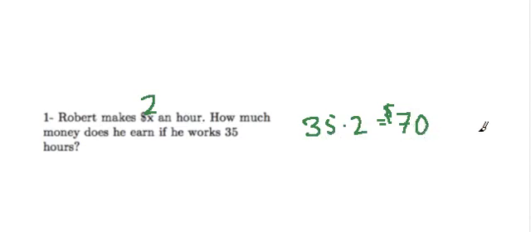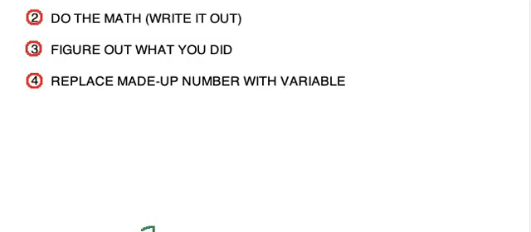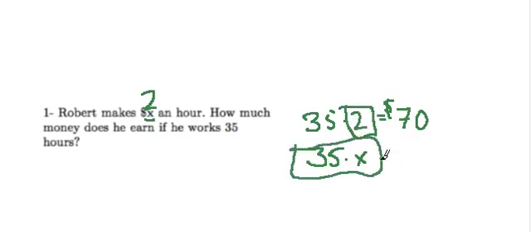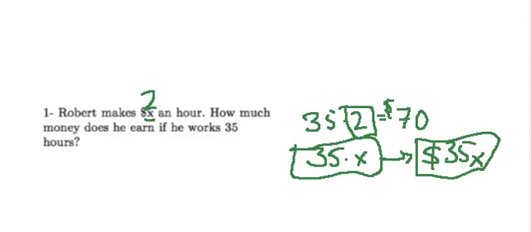So what I do now is I go back and I replace my made-up number, which was 2, with the variable. The variable is x. So I say, instead of 35 times 2, I would do 35 times x, because 2 was just the number I made up to replace x. Now that I've replaced 2 back with x, this is actually the answer to my question. How much money does he earn if he works 35 hours at x dollars an hour? He earns 35 times x dollars. That's my answer. That's my algebraic expression.